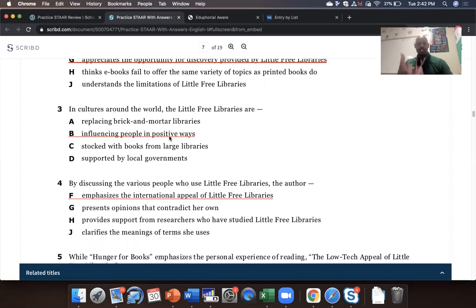So when you get a question like this, you have general information that you can use. Remember, we talked about what an inference is: background plus what the author tells you gives you the inference. You can get a general idea of what the answer is going to be. Does that make sense?